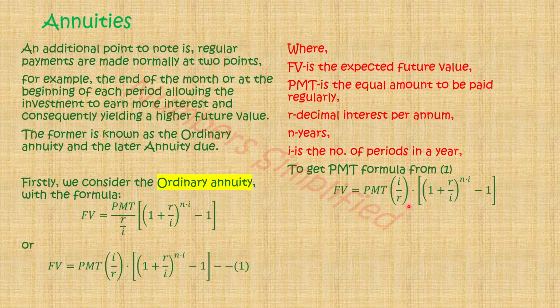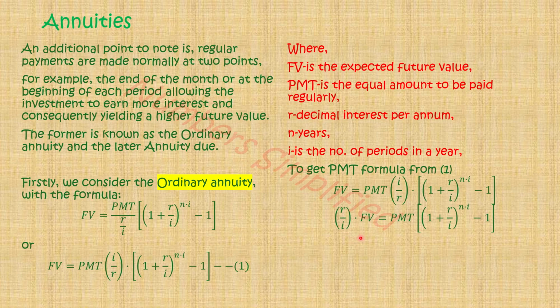We multiply both sides because this is an equation. So multiplying both sides by R times I. This would ensure that the I's will cancel out and the R will cancel out, the ones that are multiplying PMT immediately. So doing the same on the left hand side, we would have R over I times FV.